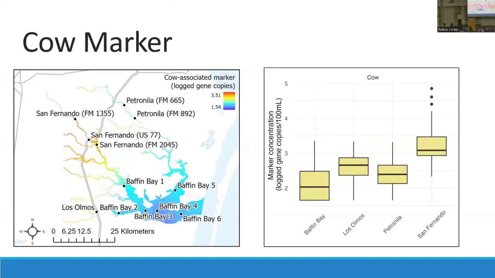And lastly, this is the cow marker. This is the highest marker overall. This is one of the main drivers. We see bright orange in San Fernando, a little less in Petronila. If we remember that land use map, Petronila had more cropland than San Fernando did, but it is omnipresent throughout the entire area. Highest in San Fernando, but omnipresent.